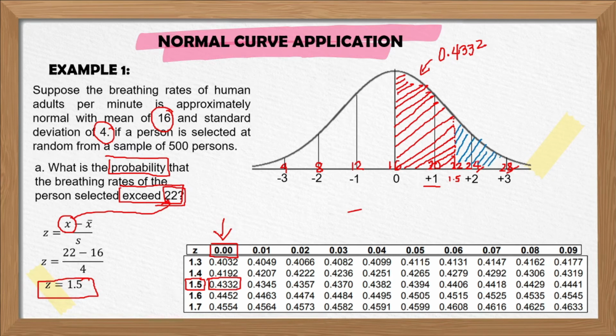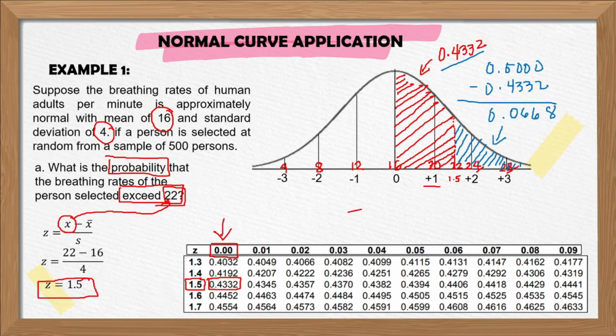Exceed 22. So, we have to get the area of that region. So, para makuha natin ang area niya, ima-minus natin siya sa 0.5, itong 0.4332. So, let us get the area. So, 0.5000 minus 0.4332. So, the answer is 0.0668. So, that is the area of this part.